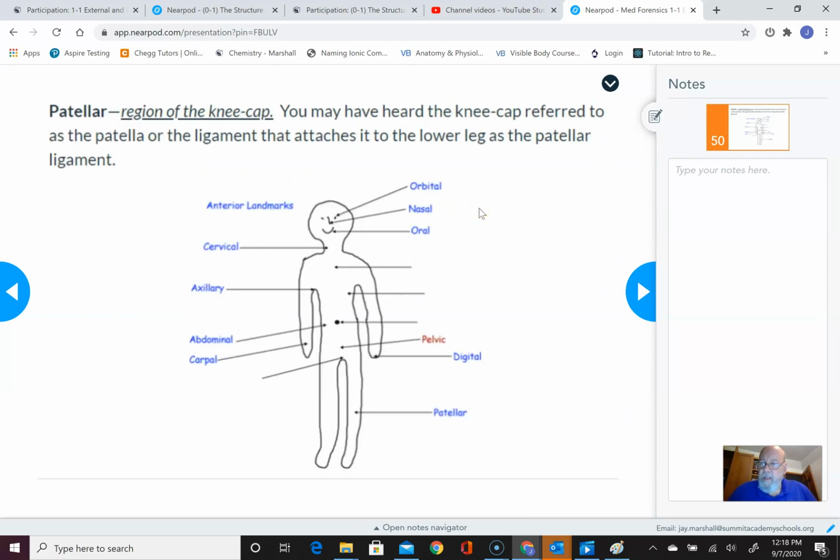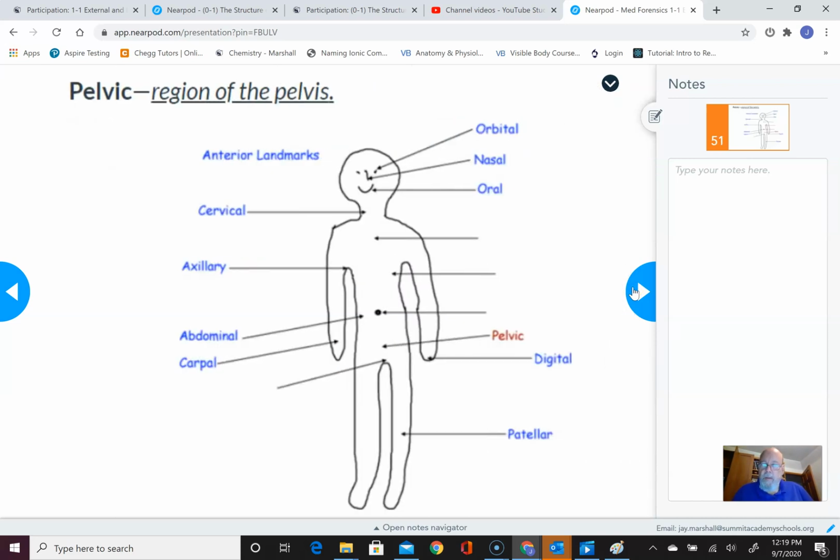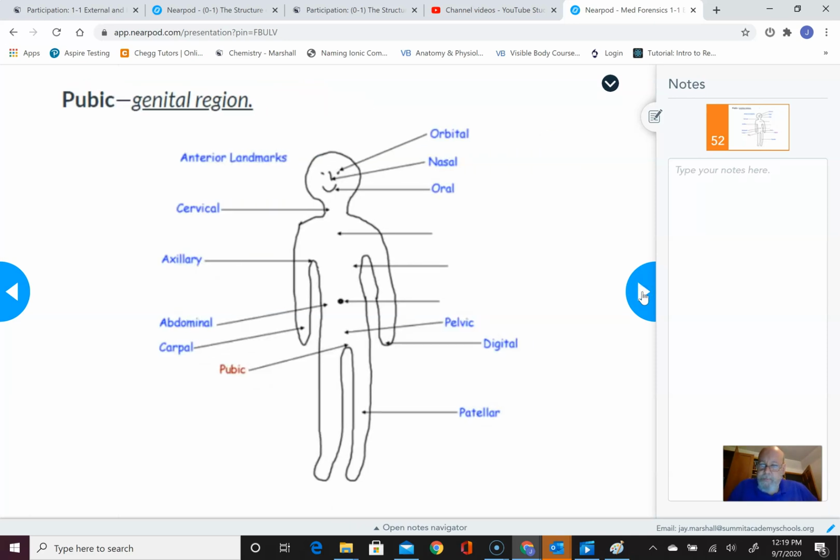The region of your kneecap is called the patellar region. You've probably heard your kneecap referred to as the patella, or the ligament that attaches it to the lower leg is the patellar ligament. So the patella, or the patellar region here. And then the region of the pelvis. You can draw an arrow to that, where the pelvic girdle is. The pubic region, I can draw an arrow to that. That's the genital region.